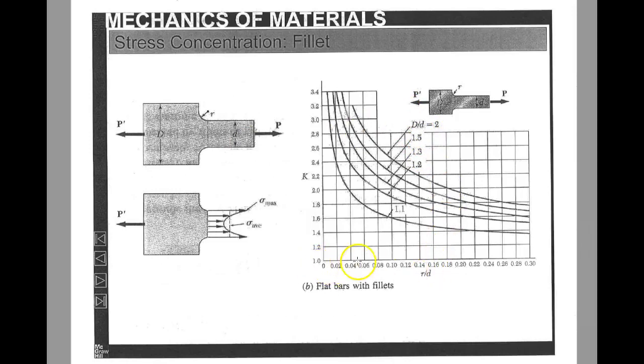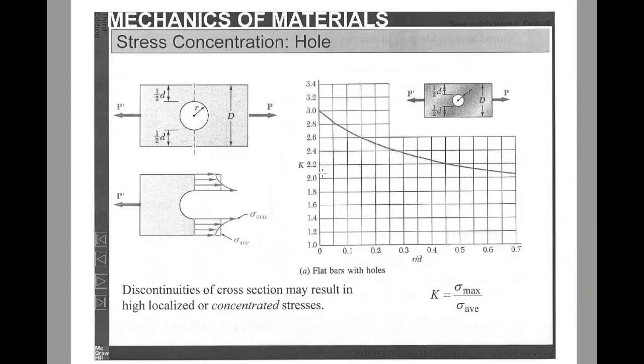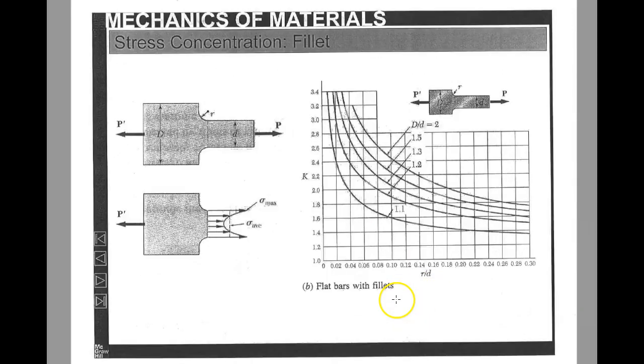And we go in at r over little d, so say that was 0.10. We come up to a different curve. In other words, on the flat bar with a hole, there's only one curve. On a flat bar with a fillet, there are many curves. So perhaps capital D over little d is equal to, say, 1.5. So we would come up to this line, and then we would read over to the left-hand side and find a K value of just over 2.2. And at that point, we use K in the same way as we did on the flat bar with the hole. We multiply it by sigma average in order to get sigma max.